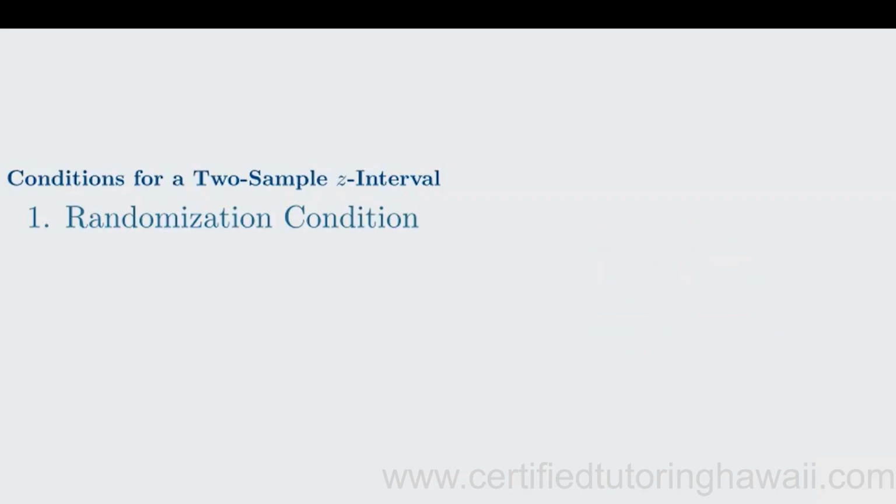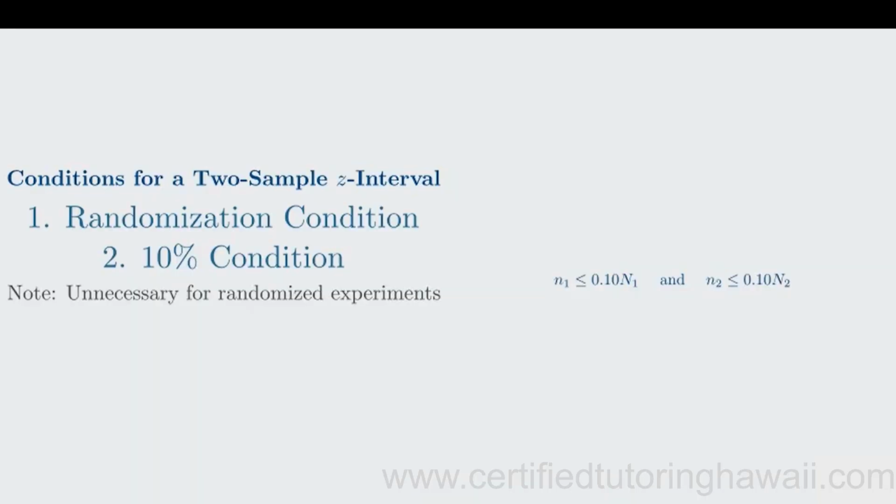Second is the 10% condition. When we are sampling without replacement, the size of each sample, N1 and N2, must be less than or equal to 10% of their respective population sizes, capital N1 and capital N2. Keep in mind, if the data comes from a randomized experiment where no sampling from a large population occurred, you can skip this specific check.